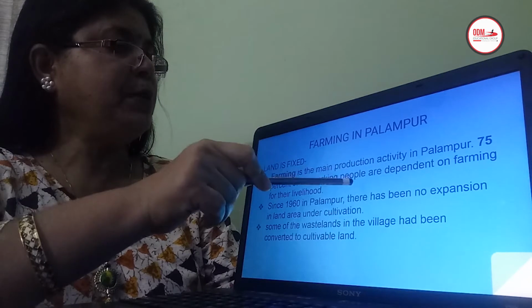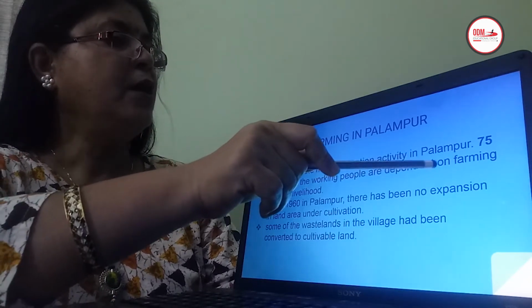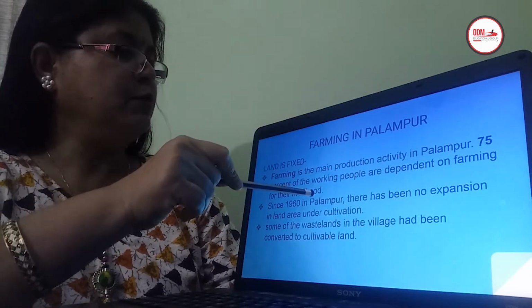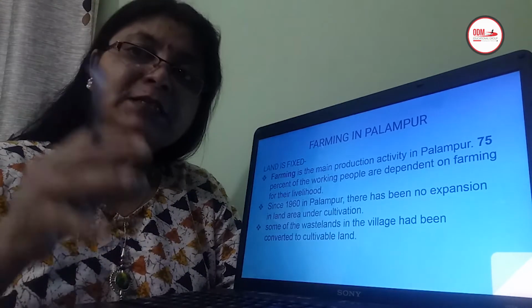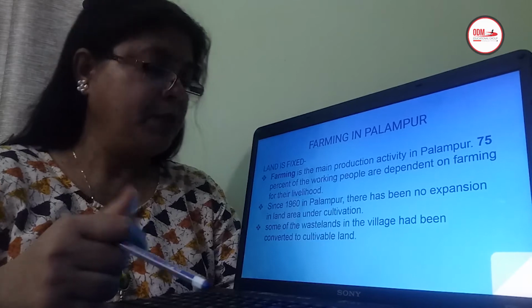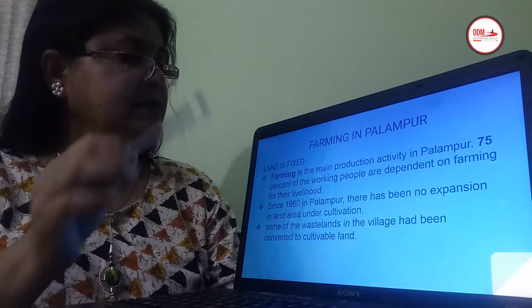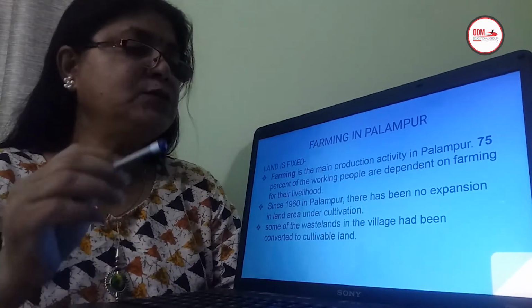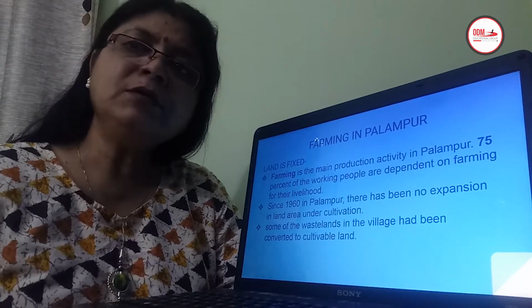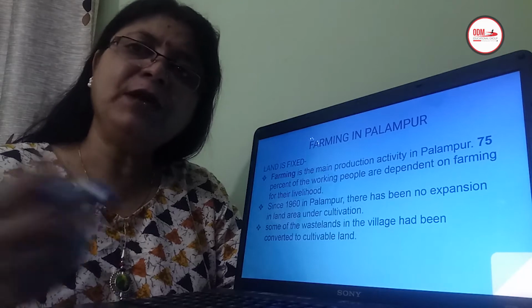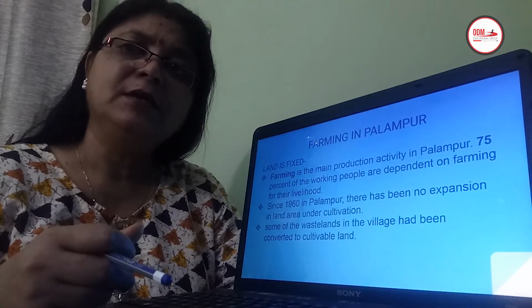75% of the working people are dependent on farming for their livelihood. Means 75, maximum people are dependent upon the farming. Maximum people are farmers. And since 1960, in Palampur village, there has been no increase or expansion of the farmland, because the farmland is fixed. Land is fixed always.